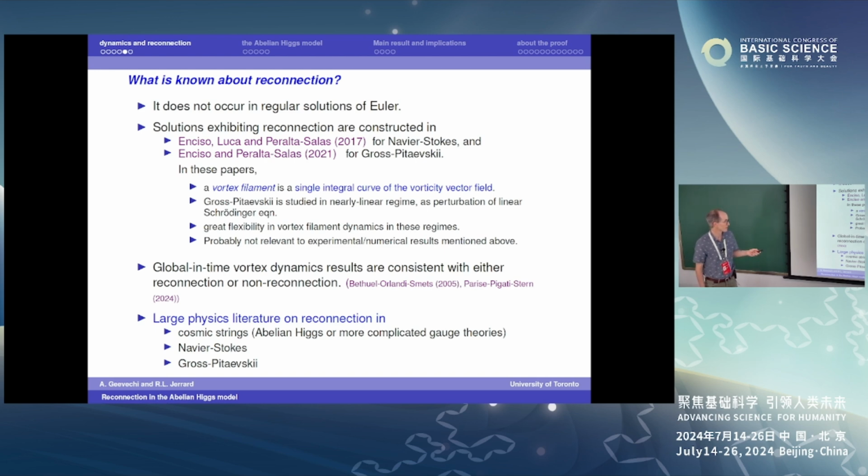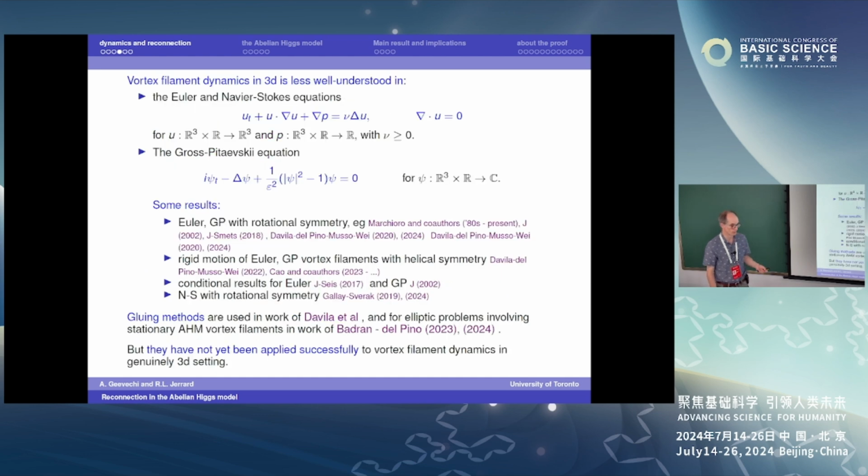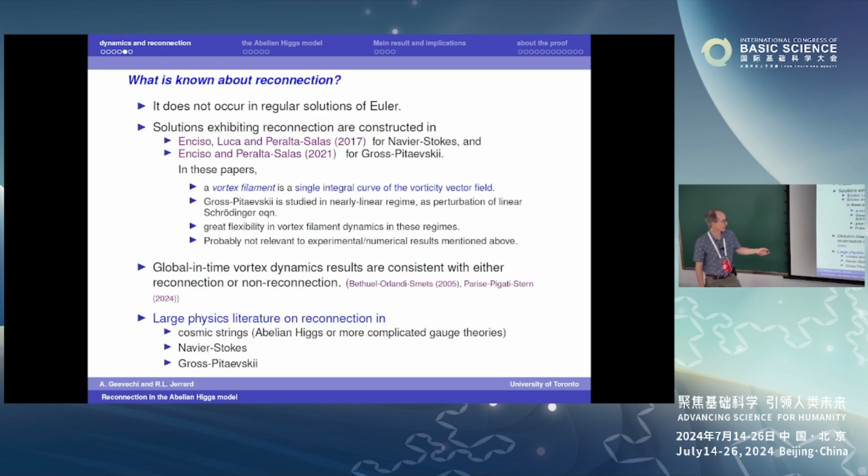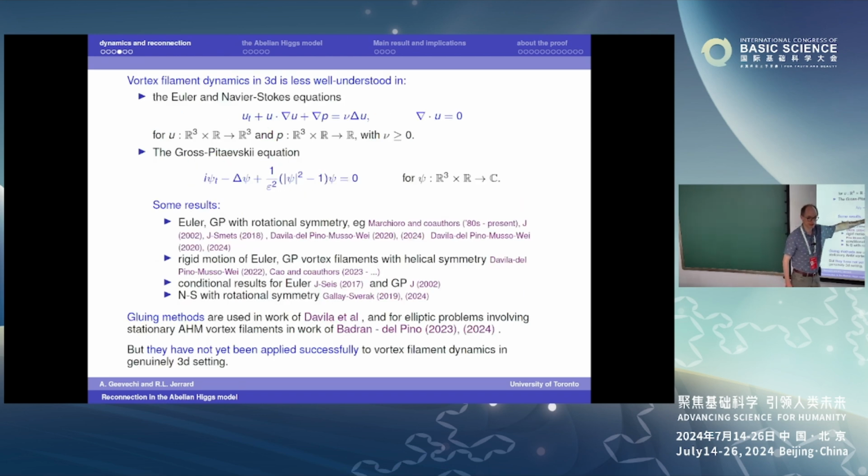For example, in the Gross-Pitaevskii result, their regime has great flexibility in dynamics. One difference is that when they say vortex filament, they mean a single integral curve of the vorticity vector field. Whereas in the works discussed here, I'm looking for macroscopic L1 concentrations of vorticity. If you look at a video on YouTube, you can see L1 concentration of vorticity. You can't see a single integral curve of the vorticity vector field. Also in this regime, for example, they study a nearly linear regime, as a perturbation of the linear Schrödinger equation. So if you like, this is when epsilon tends to infinity rather than to zero.